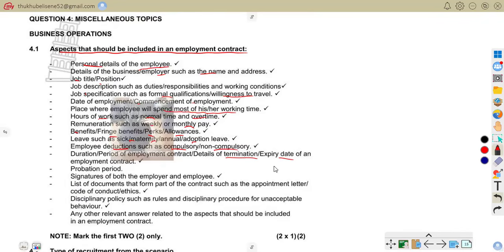Details of termination, expiry date of an employment contract. Probation period. Signature of both the employer and employee. List of documents that form part of contract such as appointment letter, code of conduct. Disciplinary policy such as rules, disciplinary procedure for unacceptable behavior. So any relevant answer related to the aspect that should be included in the employment contract.